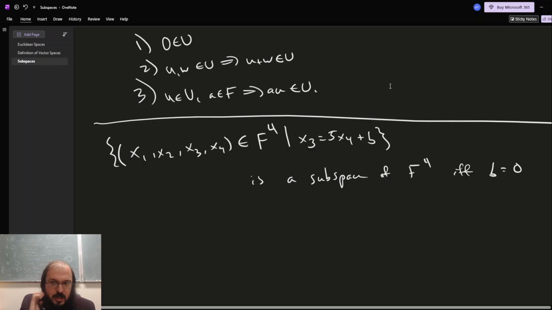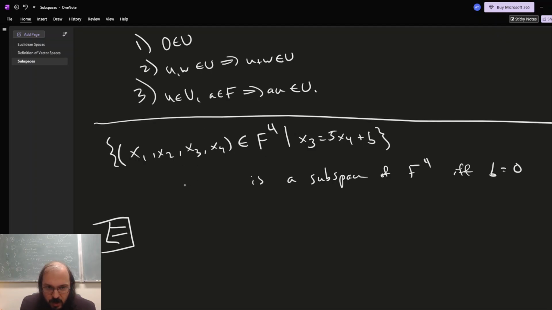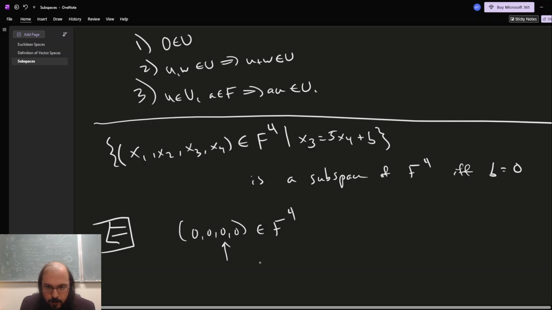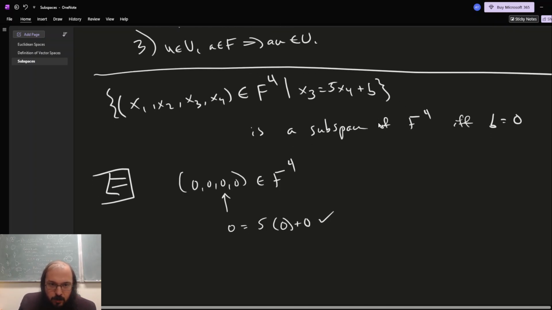So first off, let's consider the reverse direction. In other words, let's assume b equals 0. Let's check that the three things are true. So the 0 vector of F^4 is the vector (0, 0, 0, 0). Of course, that satisfies this because x3, which is 0, equals 5 times x4 plus 0. So this condition is satisfied. What about condition 2? If I have two such vectors obeying this rule, then their sum does. So let's see.